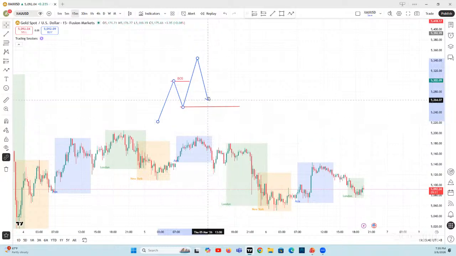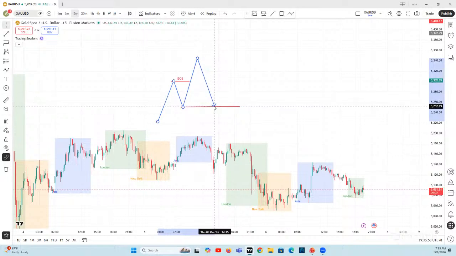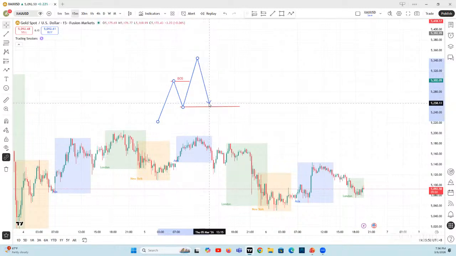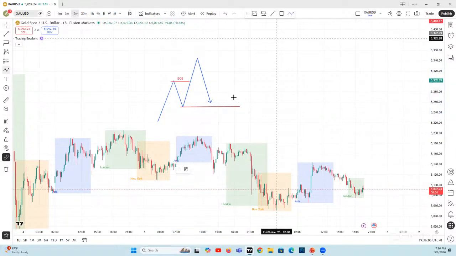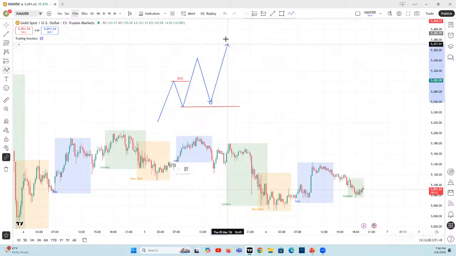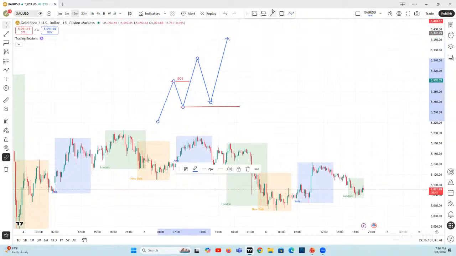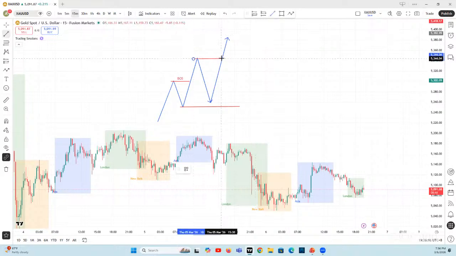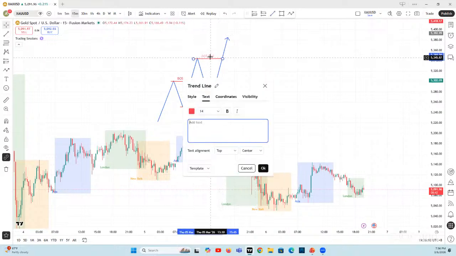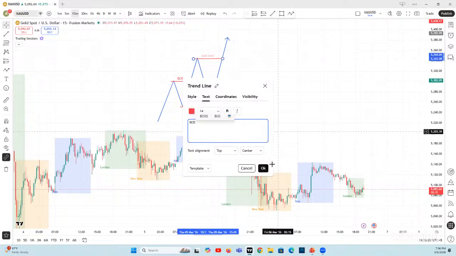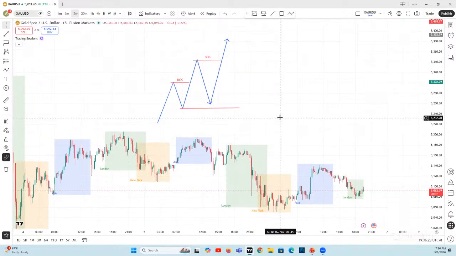But it will retrace there. Maybe, who knows? It can go there. Yes, this is possible. It can go there, but usually it's just somewhere there, somewhere here. Okay, it depends. So it will create a new lower high and then create another boss there, a new higher high. Okay, that's your boss. Break of structure. That's it, my friend.